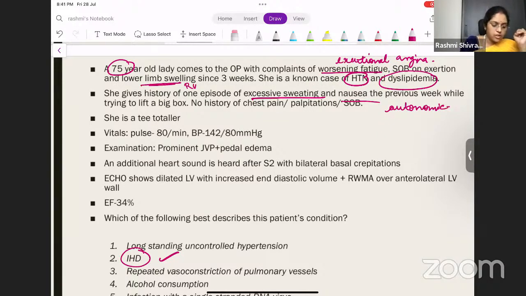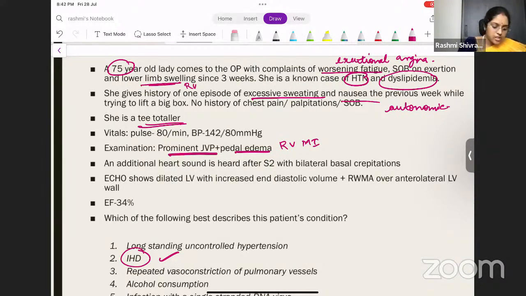She's a teetotaler, so one more risk factor is not there. There is no smoking, there's no alcohol. She has three risk factors which actually contribute to the disease, but two other factors do not contribute to the disease, isn't it? Her pulse and BP are all right. There is a prominent JVP and pedal edema. So what does this indicate? This could probably be a right ventricular myocardial infarction, isn't it? This could be the right ventricular wall which is affected.